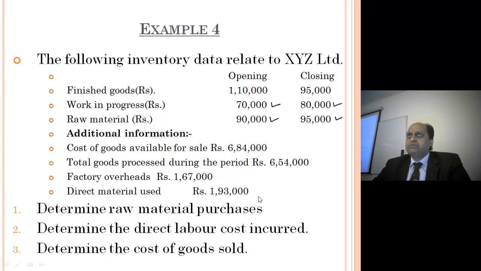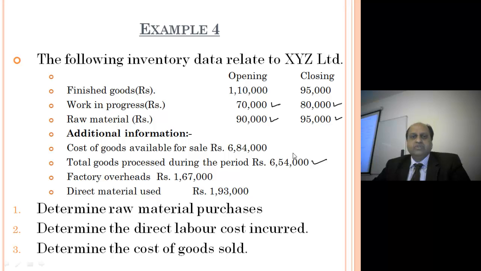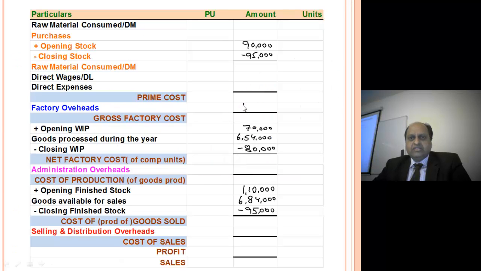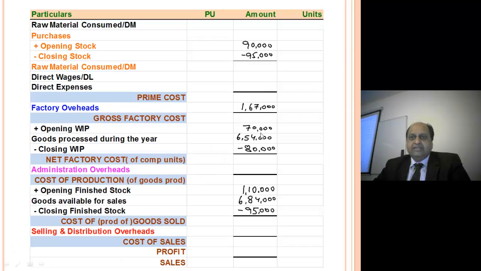Total goods processed during the year is 6,54,000. So total goods processed during the year 6,54,000. Now, factory overheads, these are 1,67,000. So factory overheads are 1,67,000. Then we have direct material used. This is nothing but raw material consumed. So it is 1,93,000.